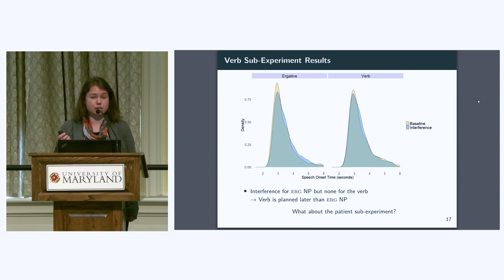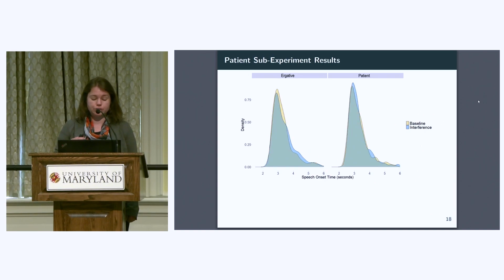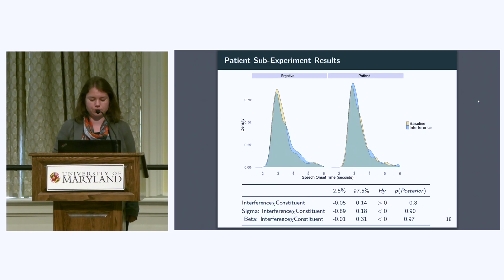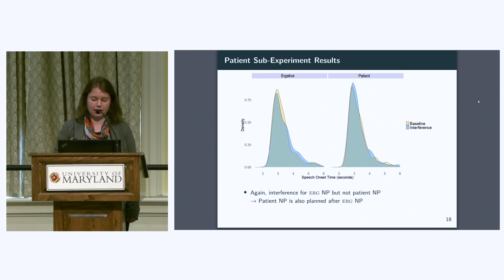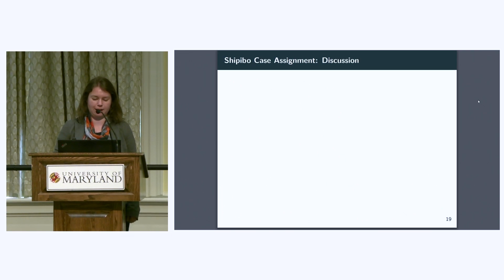What about the patient sub-experiment? Well, it turns out it's essentially the same thing. Again, we're finding that sliver of blue sky along the right edge for the ergative, but not for the patient. So we've got semantic interference still coming out for the ergative, and the patient is being planned afterwards.